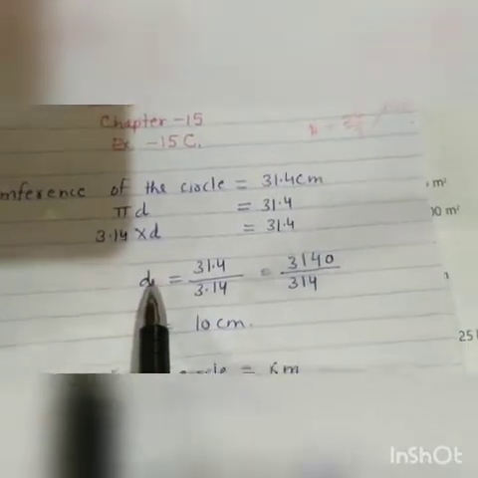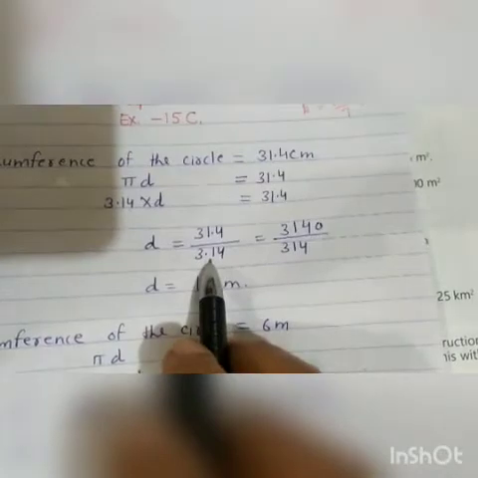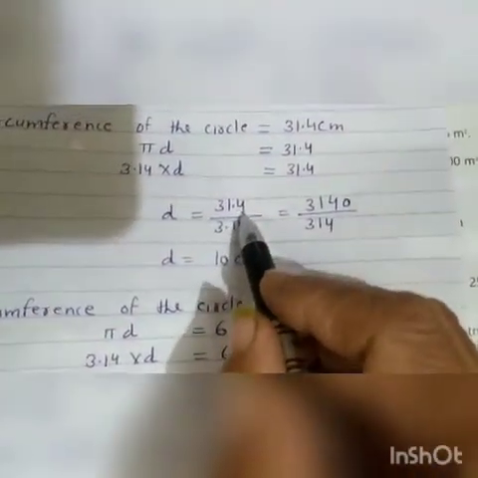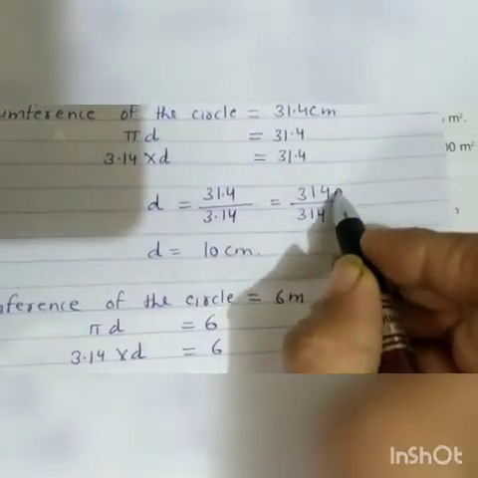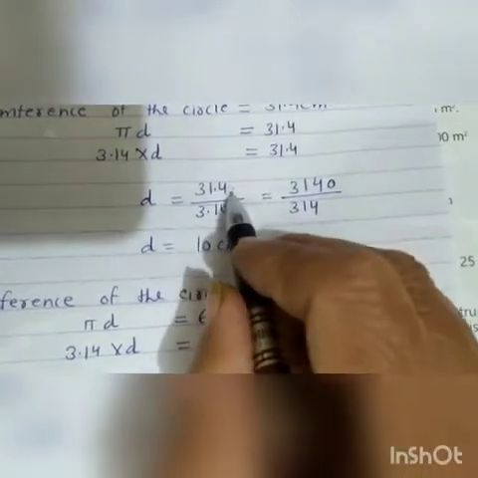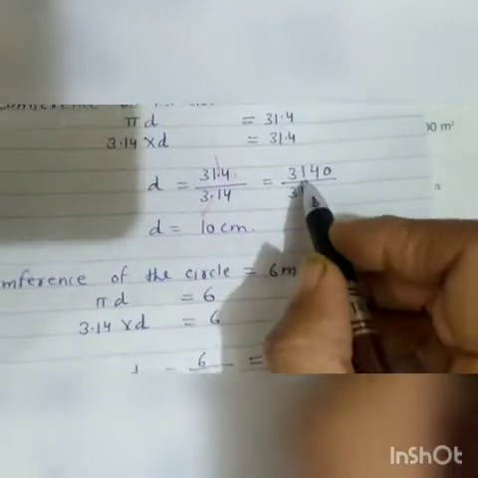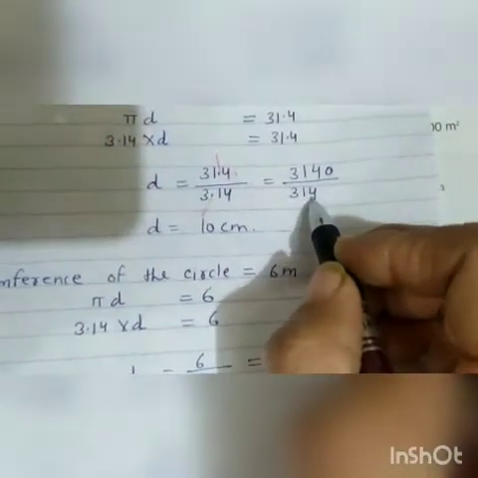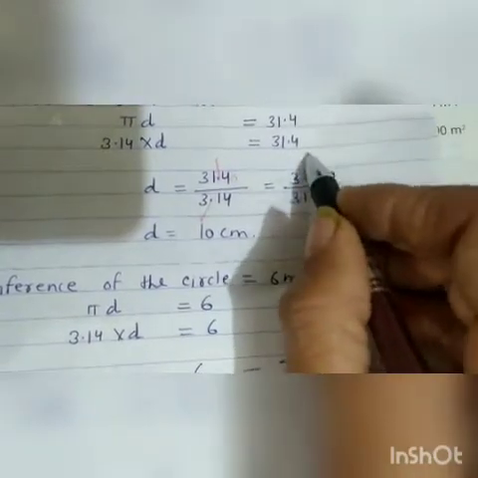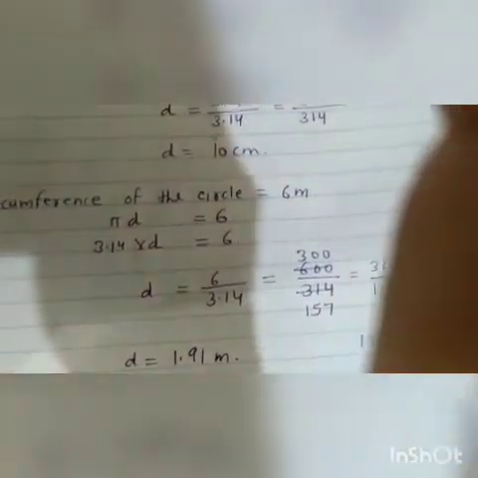Now d is equal to 31.4 upon 3.14. Here after decimal 2 digits and here after decimal 1 digit. So first we will add 0 here. Then after decimal 2 digits here, 2 digits here. Now cancel this decimal. So 3140 upon 314. 314 1 ja 314. 0 ki 0. Then d is equal to 10 centimeter.